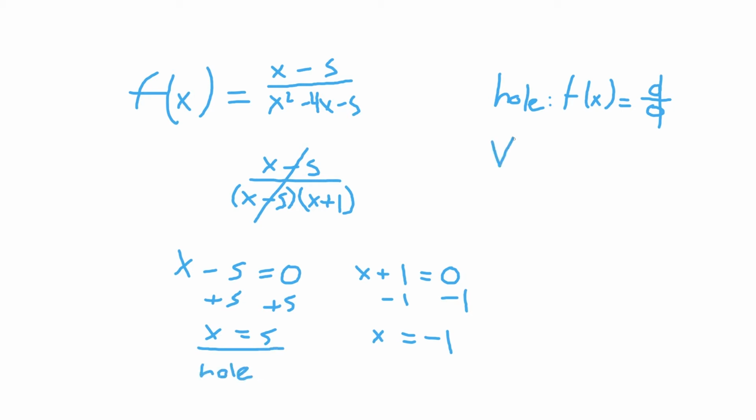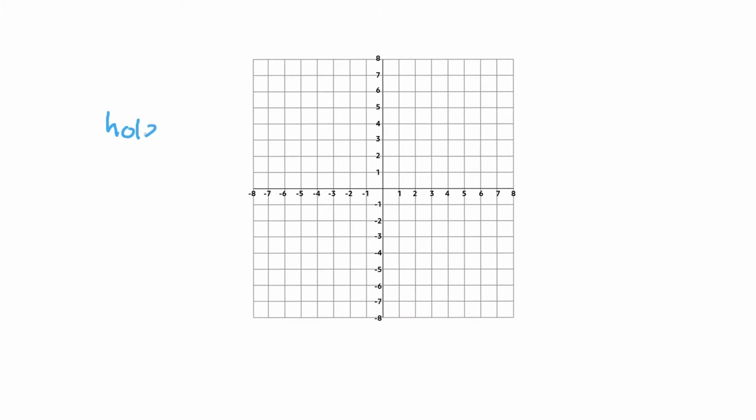But what about vertical asymptotes? Well, a vertical asymptote means that somewhere in f of x there's a 0 in the denominator that doesn't cancel out. In our example, we have this remaining x plus 1 that we can't do anything with, so we know that x equals negative 1 is a vertical asymptote. So let's go ahead and see what this will look like on a graph. We have our hole at x equals 5, and we got our vertical asymptote at x equals negative 1.